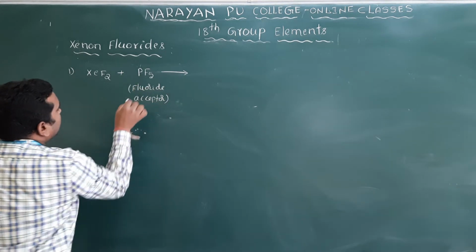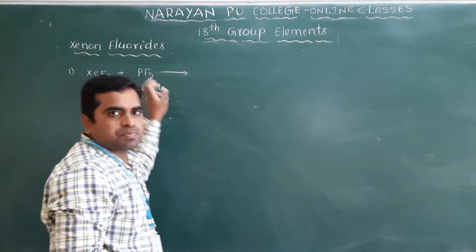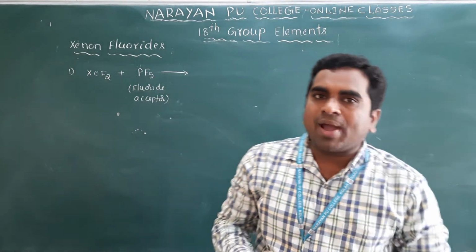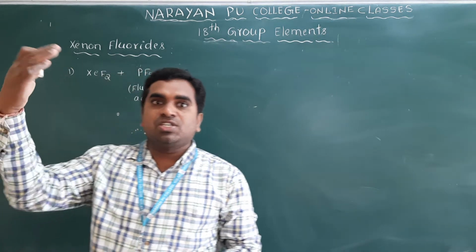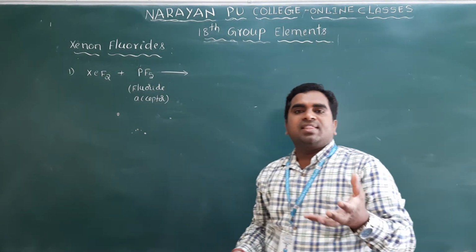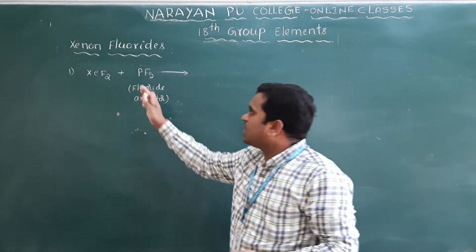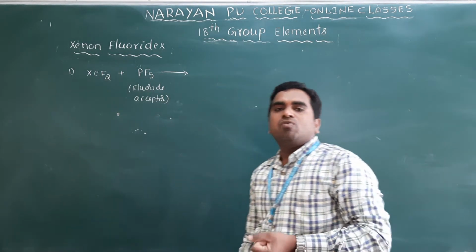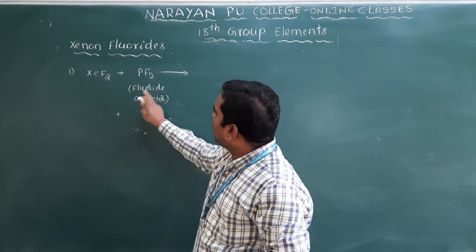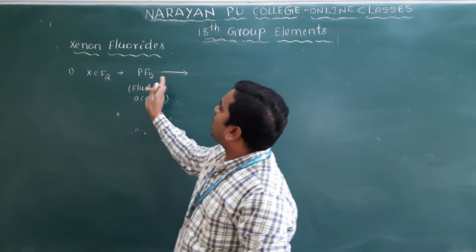Why? Because phosphorus can form a maximum of how many bonds? 5 bonds, but it can also extend its valency to 6 because it has empty d orbitals. If anyone gives electrons to phosphorus, it can form a bond. So that's why it is a fluoride acceptor. So XeF6 will provide the fluorine.